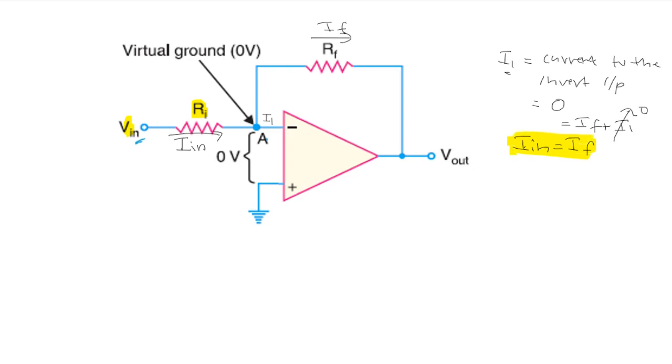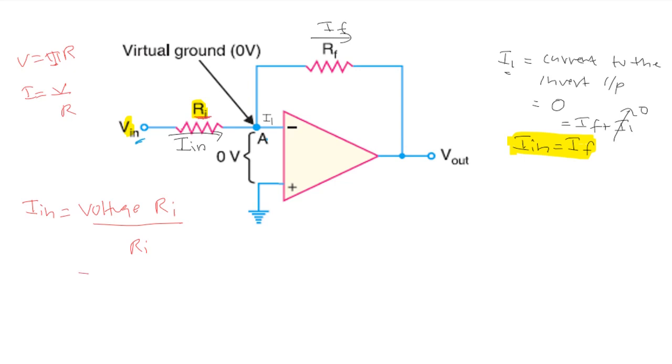Okay. Now what is I in? I in is equal to voltage across Ri by Ri, because V is equal to IR is our Ohm's law. So I will be equal to V by R. So I in will be equal to voltage across Ri divided by Ri. Now what is voltage across Ri?